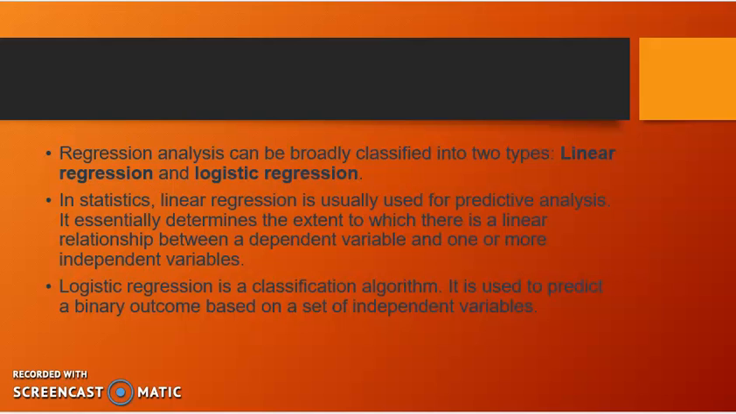Regression analysis can be broadly classified into two types: linear regression and logistic regression. In statistics, linear regression is usually used for predictive analysis. It essentially determines the extent to which there is a linear relationship between a dependent variable and one or more independent variables. Logistic regression is a classification algorithm. It's used to predict a binary outcome based on a set of independent variables.